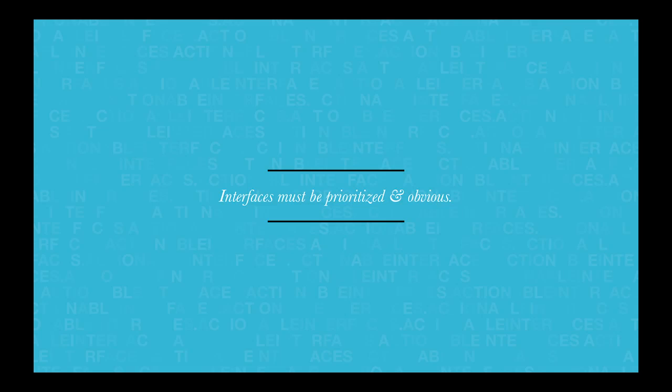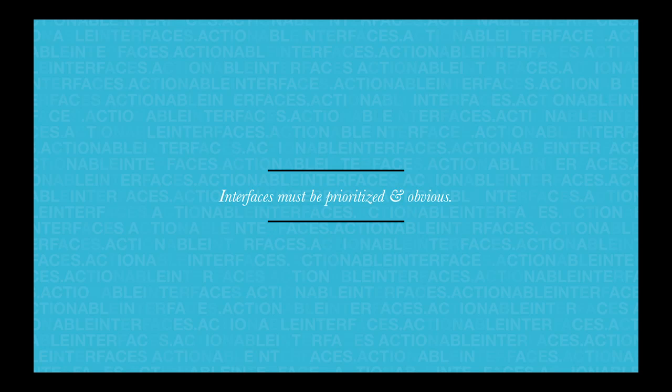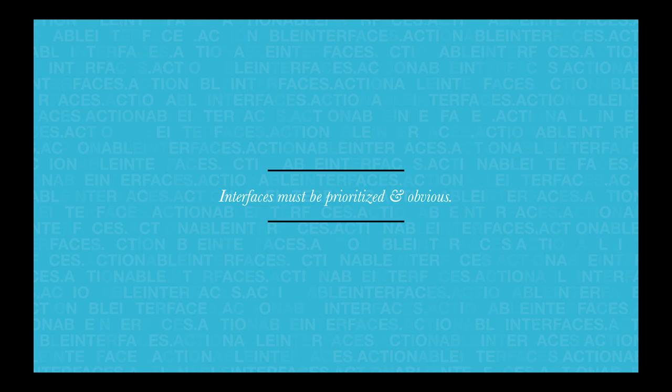Point number 2. Our interfaces need to be prioritized. They need to be obvious. Because again, we don't have attention, we don't have bandwidth, we don't have time to waste. We're not going to keep users on our site just because they love using the internet.